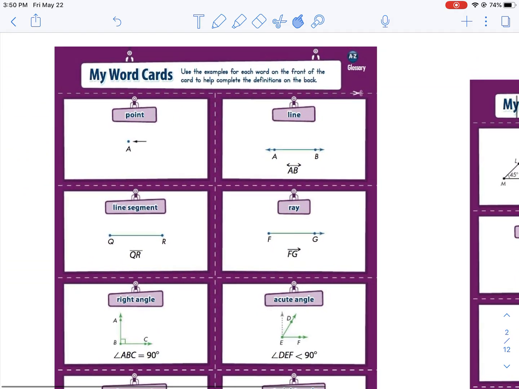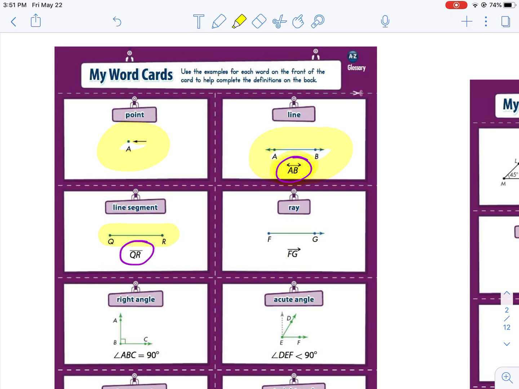And then here's some word cards, and we're just going to go over these really quick. So again, here's our point, that little dot, that's the point. And then we have a line that has no beginning and no end, and that's how you write it. That's really important. Then we have a line segment. So see how this one has the arrows right here? This has arrows because it goes on forever. This, however, the line segment, doesn't have arrows because it's a line segment. We're just talking about this piece of line, so we write it that way.